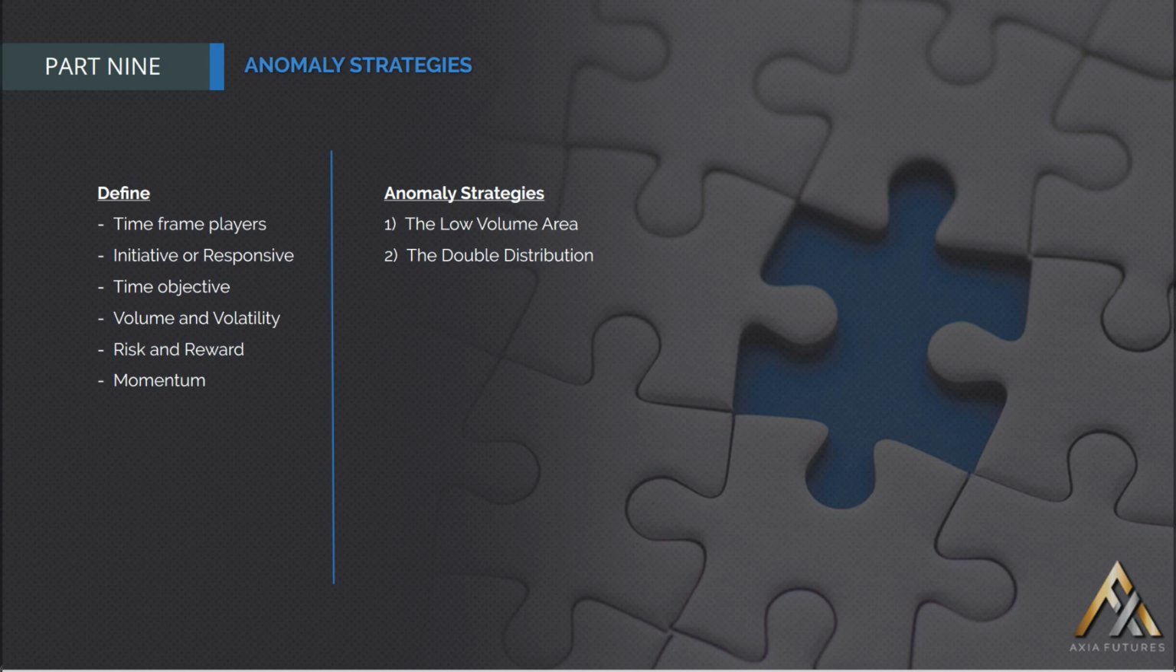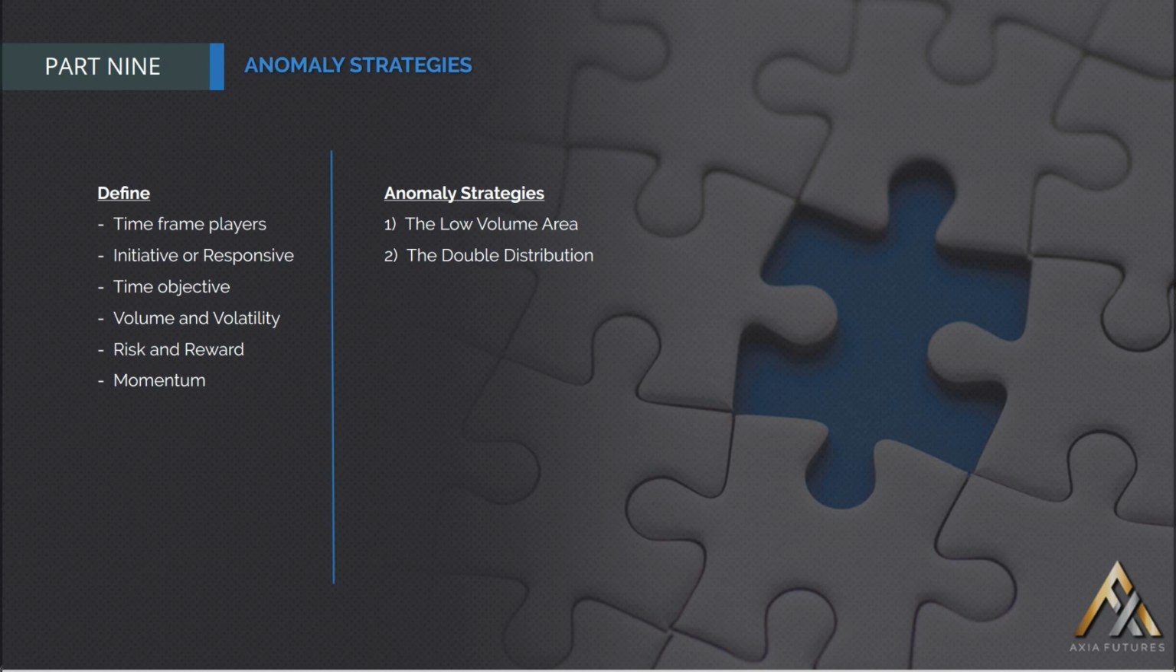As we go forward through the rest of Module 3, we're going to be discussing 4 unique categories of trade strategies. Those will include the anomaly strategies in Part 9, then momentum strategies in Part 10. In Part 11, we'll discuss trending strategies, and finally in Part 12, we'll discuss reversal strategies. So the first of those, anomaly strategies.